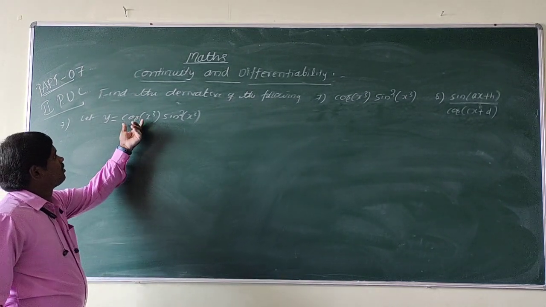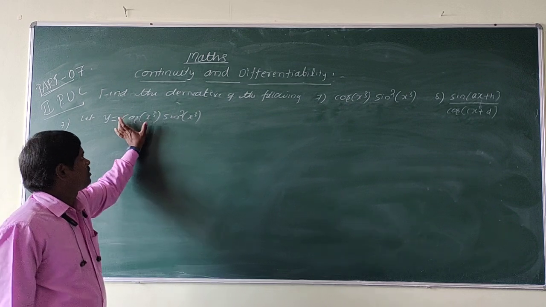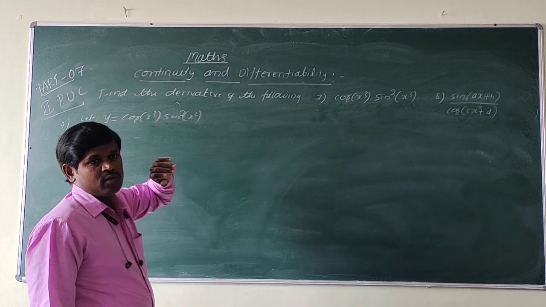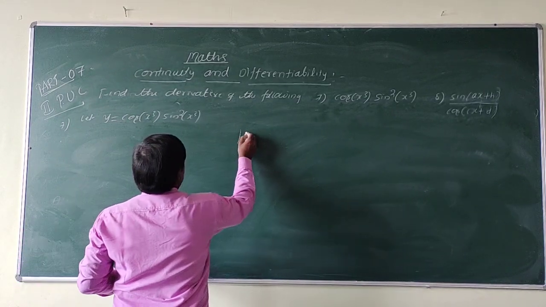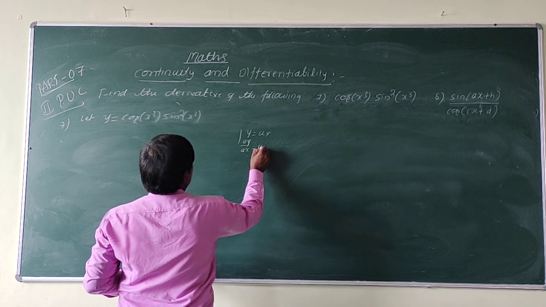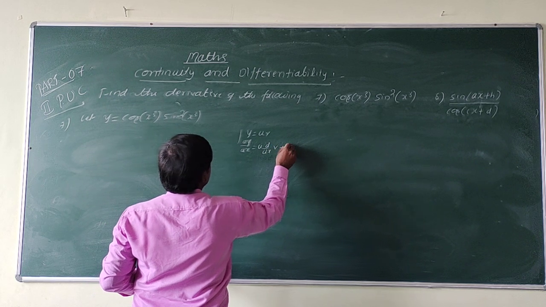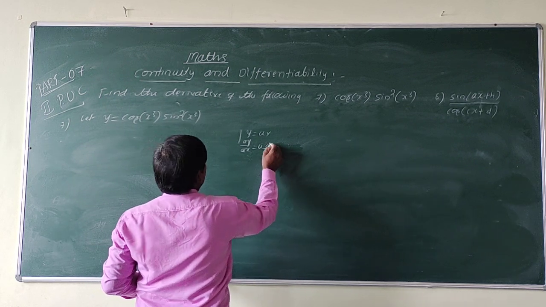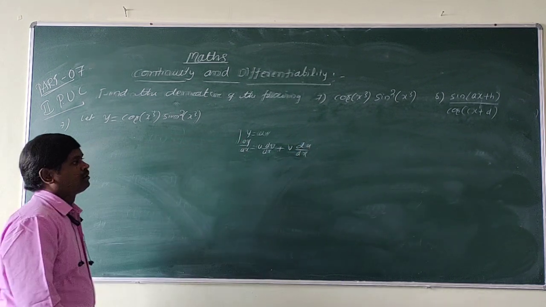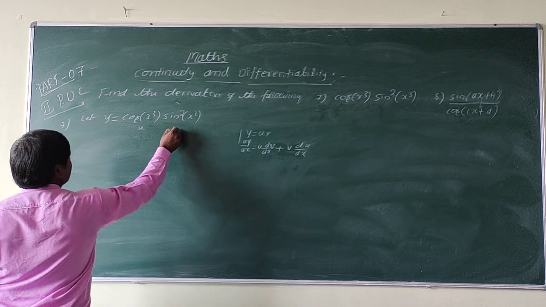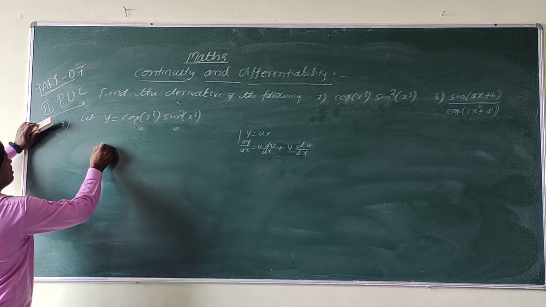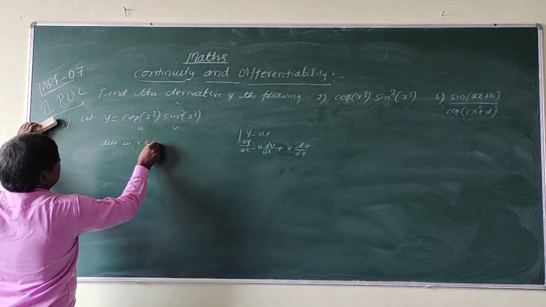This one is x square and cos x, a composition function, and this is again a composition function. So we are going to use the product rule. That is, y is equal to u into v, then dy by dx is equal to u into dv by dx plus v into du by dx. Here this is u and this is v. First I am applying this formula, that is, differentiate with respect to x on both sides.